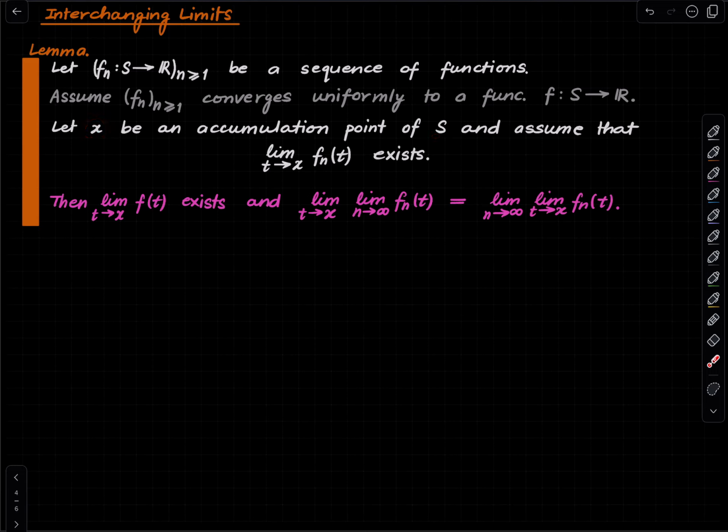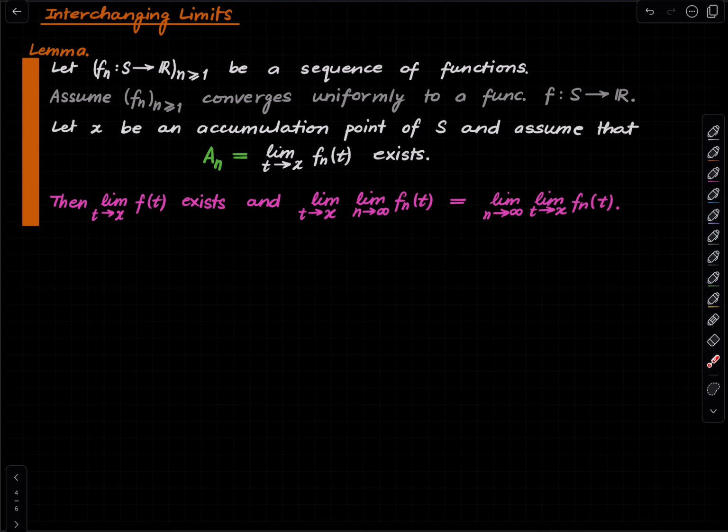And like in the previous lemma, assume that this limit exists for each n, and we will call this a_n, like in the previous page. So assume this exists and we'll call this a_n. Then we are claiming that this limit also exists, and this interchanging limit business can be carried out.